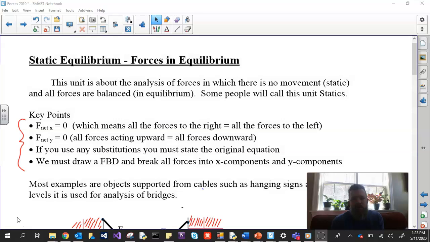So that would be the difference, this would be the focus of civil engineering and any other type of force analysis. You have the two scenarios. Objects are moving, objects are not moving. So this is when they're not moving.